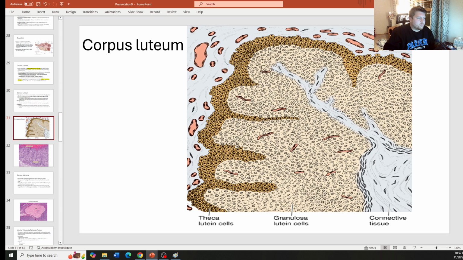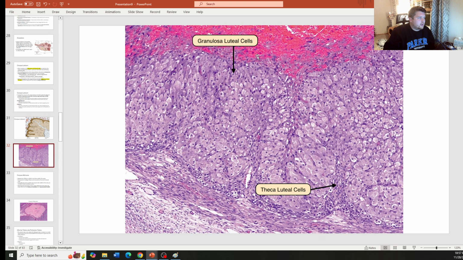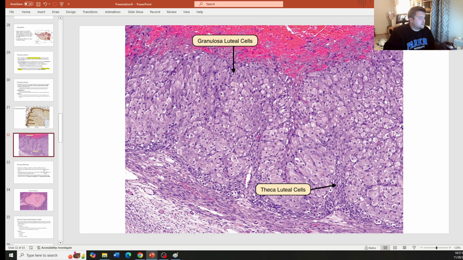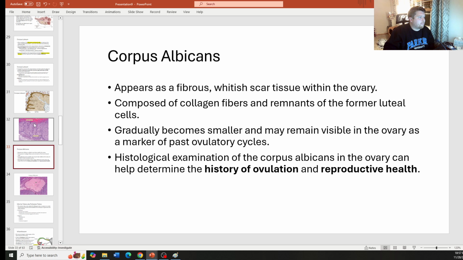So here's that corpus luteum. We have the granulosa cell, and then the theca luteal cells. The corpus albicans, as I said, is the degenerating corpus luteum, and these actually remain behind. So it looks like a little fibrous, whitish scar tissue within the ovary. And you can see these with a microscope.